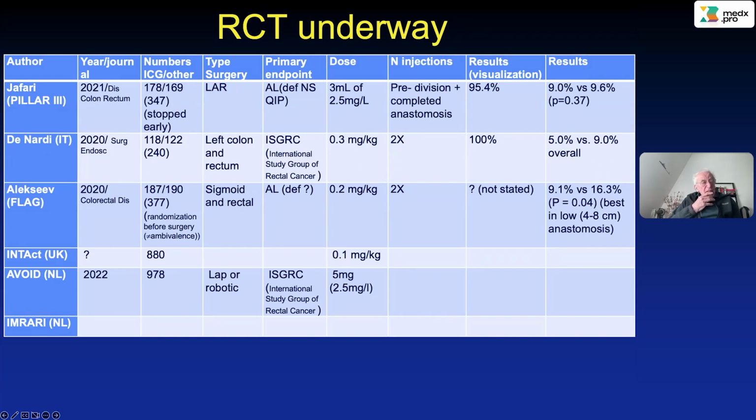And the only study that did come out with a statistically significant difference is a Russian study, the FLAG study. But the only significant difference was in the subgroup analysis of the low colorectal anastomosis. In other words, anastomosis between 4 and 8 centimeters from the anal verge. There are still 3 other studies that are underway, 2 from the Netherlands and 1 from the UK, but we still don't know the results of these studies.